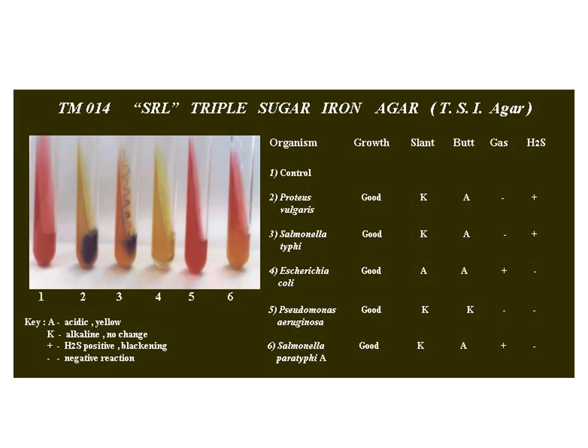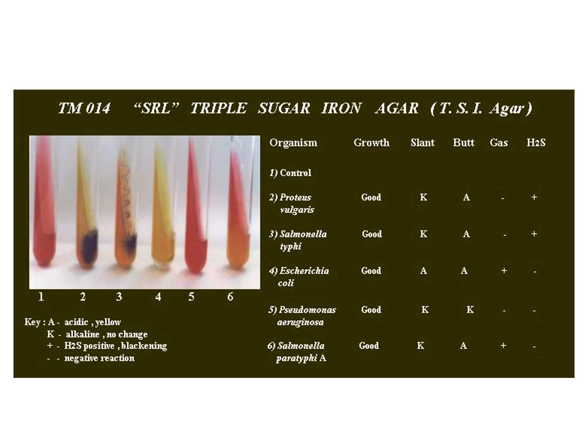So a little more on the TSI testing. This is used to differentiate enteric gram-negative bacilli based on their ability to either ferment sugars, which is glucose, lactose, or sucrose, produce hydrogen sulfide, and or produce gas. The components of what it's made of is glucose, lactose, sucrose, phenol red, and ferrous sulfate.